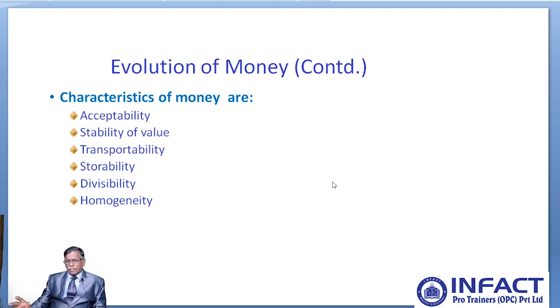Storability. You can just keep the money in your pocket or in your cupboard elsewhere. So you can store the money. Then what is divisibility? With a 100 rupee note, you can get 10 numbers of 10 rupee notes, or 2 numbers of 50 rupee notes, or 5 numbers of 20 rupee notes. That is why it is called divisibility. What is homogeneity? This money passes from one person to another person. Still it will not lose its value. That is why it is called homogeneity. So these are all called the characteristics of money.